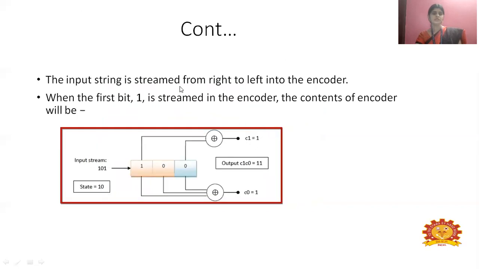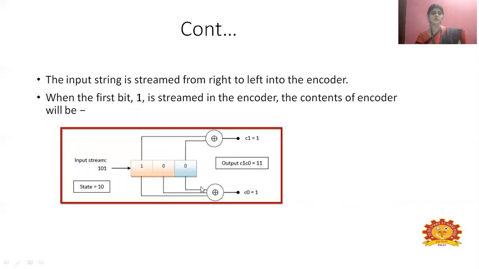The input stream is streamed from right to left into the encoder. Here, the first bit is 1, so the first bit is given as input to this encoder. Now the state, the orange portion that represents the state of the encoder, will be 1, 0. In this modulo 2 adder, the two inputs given are 1 and 0. If you take the XOR operation of these, you will get C1 equal to 1. And here, M XOR M1 XOR M2.